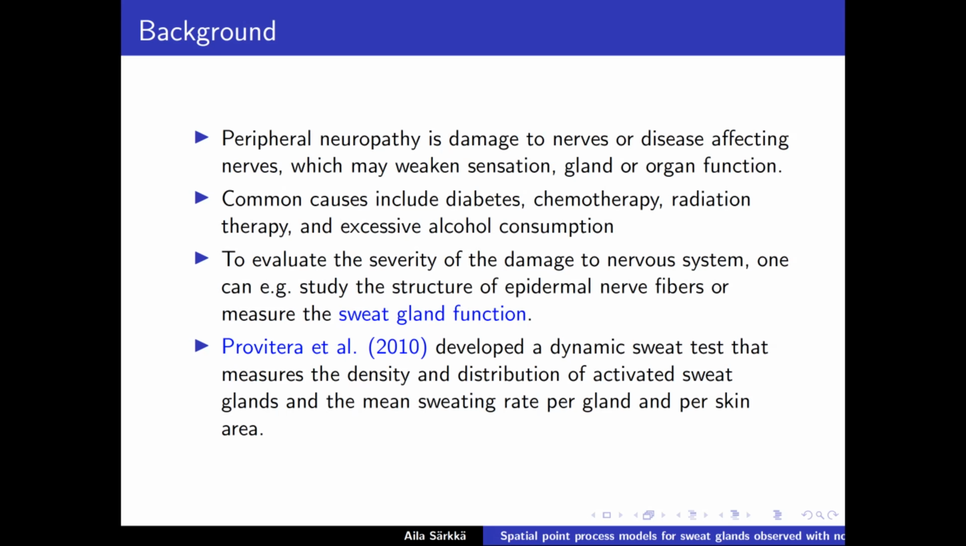But here we look at the sweat gland function, and there are several sweat tests that can measure this. The one we are looking at here is the sweat test that was developed at the University of Minnesota in the group where Adam is. They developed a test that can measure the density and distribution of activated sweat glands, and then also the sweating rate per gland and per skin area. They have a camera that they use to measure how much you sweat, and then they see the whole temporal appearance of sweat glands and so on.